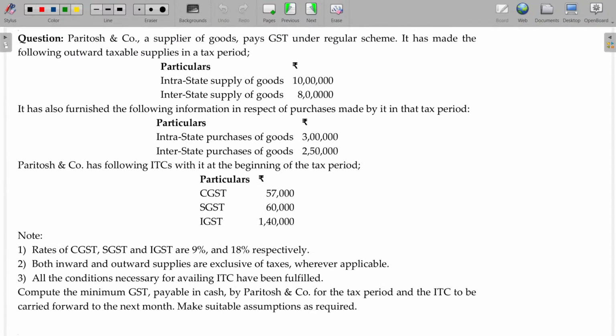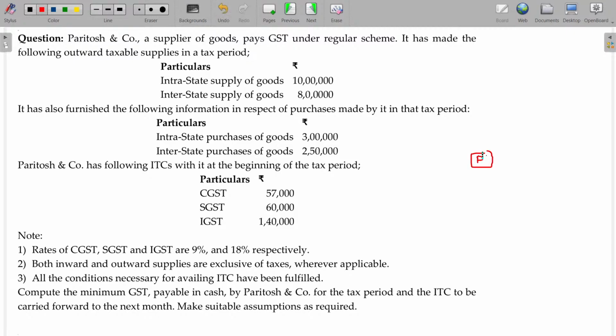Now, we'll deal with a comprehensive illustration here. This you have to study with the payment topic and the ITC chapter, both put together. Paritos and Co., a supplier of goods, pays GST under the regular scheme. It made the following outward supplies in a tax period.